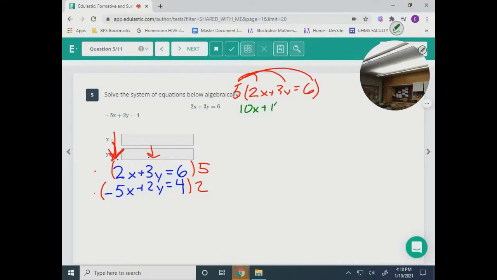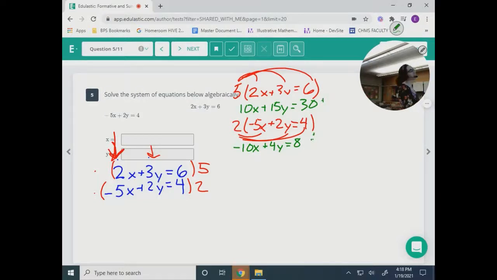Plus a 15y is equal to 30. I'm going to get 2 distributed to a negative 5x plus 2y is equal to 4. And then distribute. Okay. And I'm going to get a negative 10x plus 4y is equal to 8. So I have my 2 new equations here.